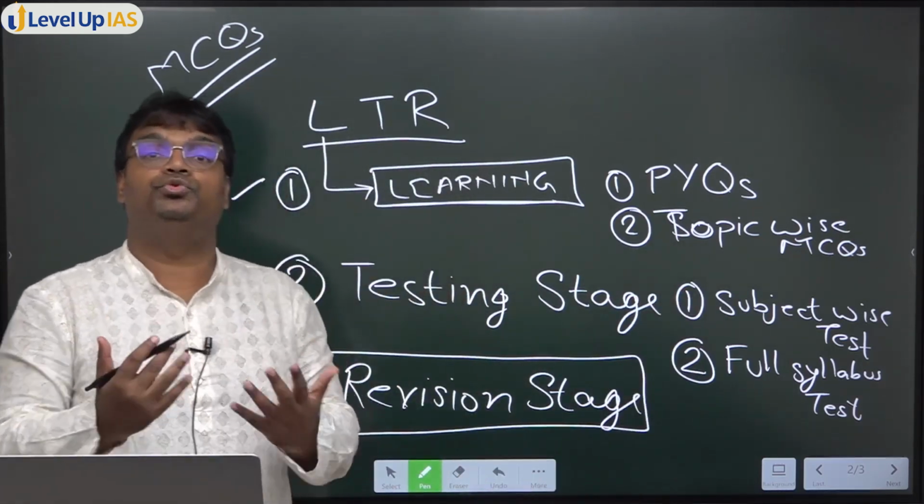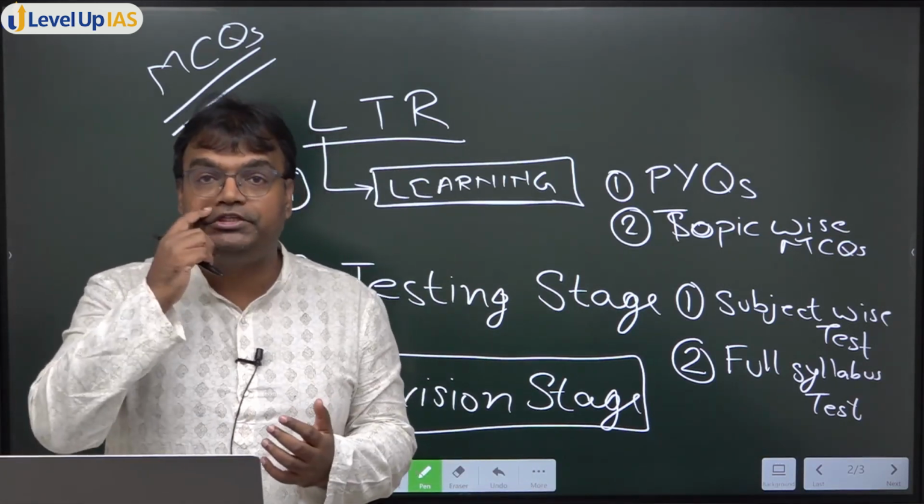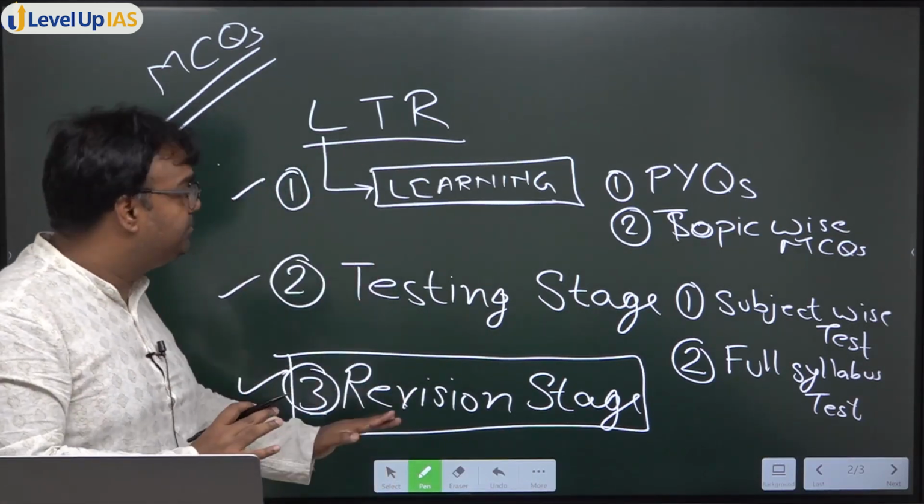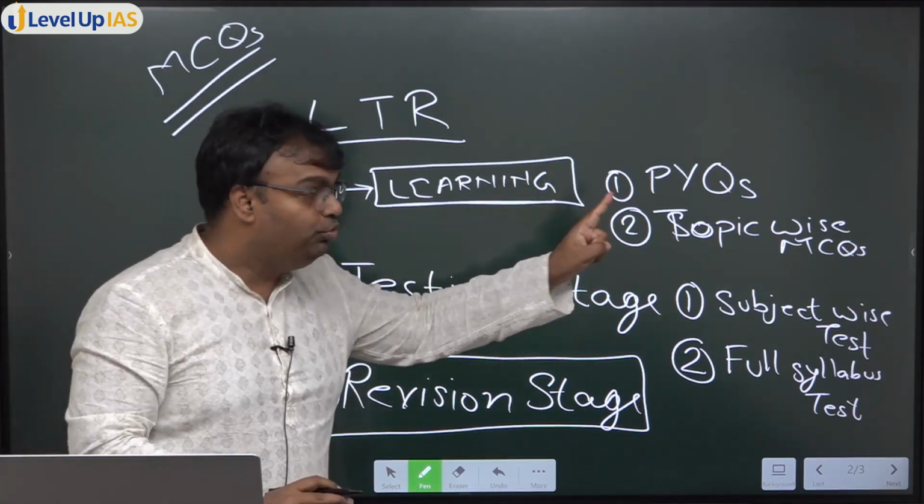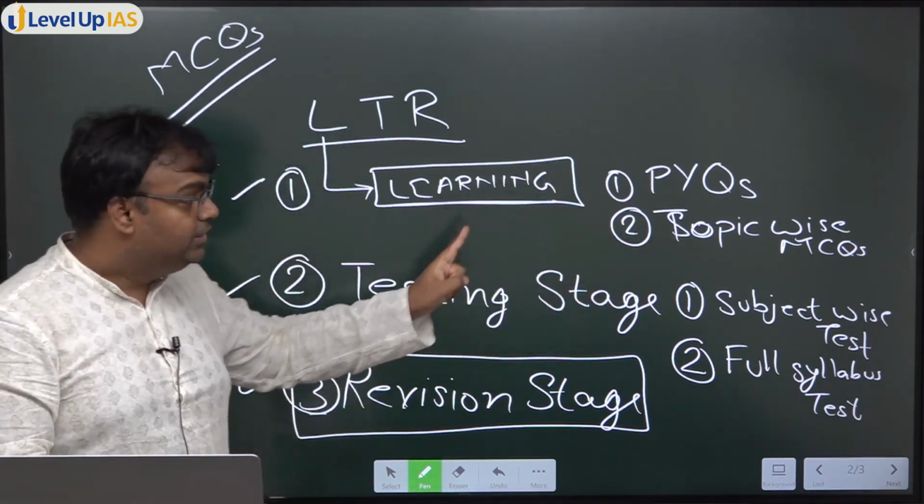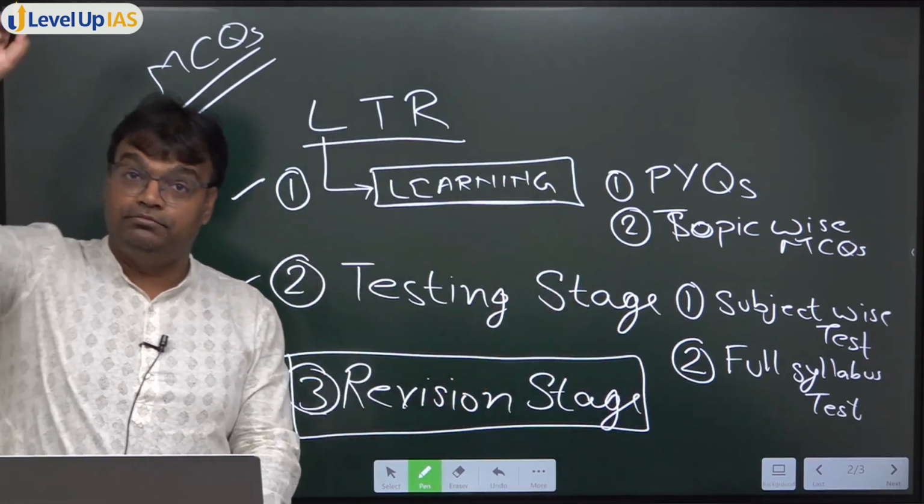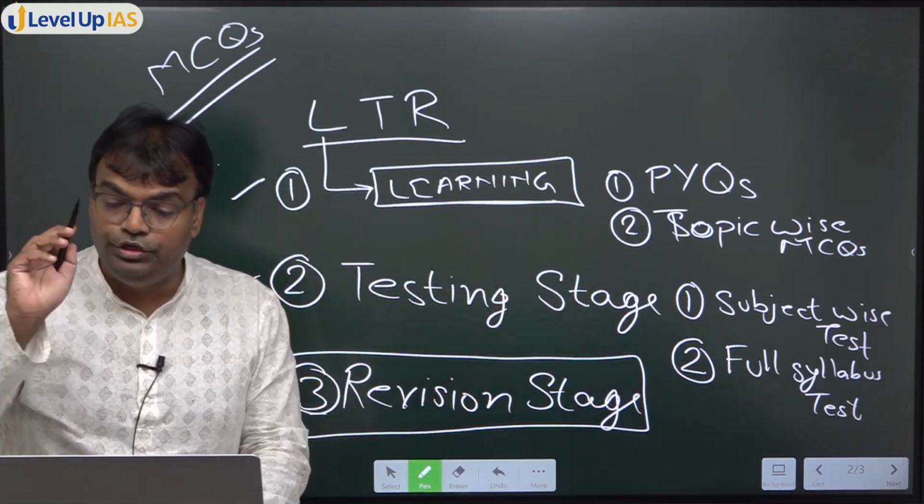तो MCQs को अपनी प्रीलिम्स प्रिपरेशन में कैसे डालना है? MCQs को अपने प्रीलिम्स प्रिपरेशन में इन तीन स्टेजेस में डालना है. फर्स्ट स्टेज PYQ, टॉपिक वाइज MCQs. सेकंड स्टेज सब्जेक्ट वाइज टेस्ट एंड फुल सिलेबस टेस्ट. थर्ड स्टेज रिवाइजिंग यही सारी चीजें and doing it properly.